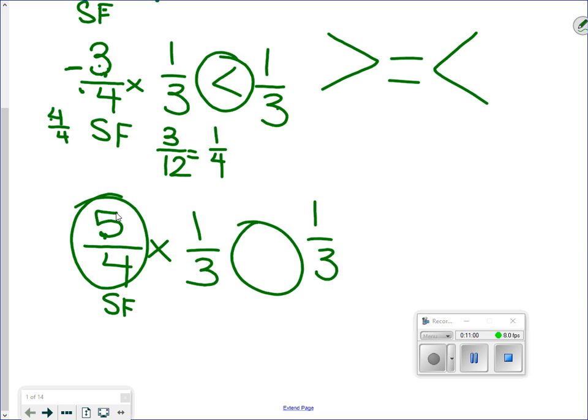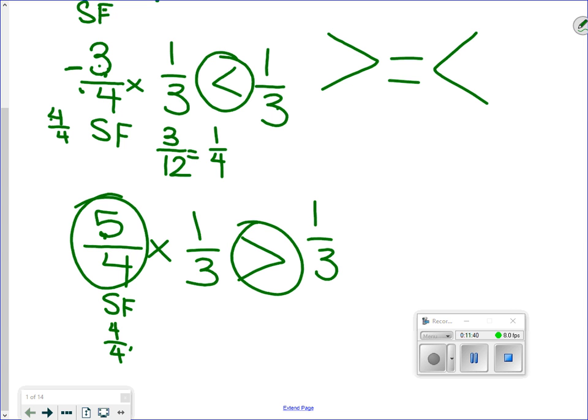Your scaling factor. Now, a couple of you have already figured it out. What do you know about 5/4? How does it compare to what you need to make 1? It's bigger than what you need to make 1 whole, right? So if this is bigger than 1, is this product going to be bigger than that? Yes.